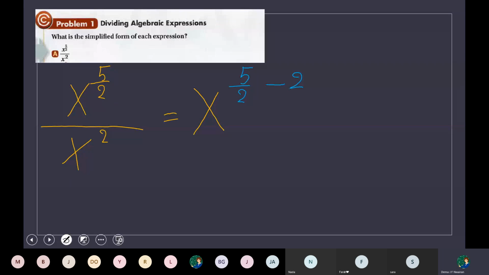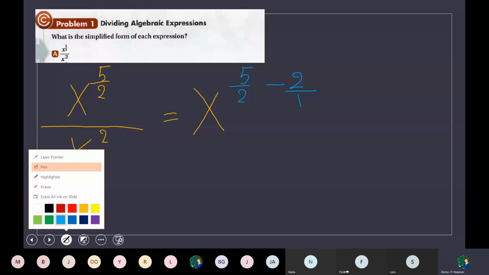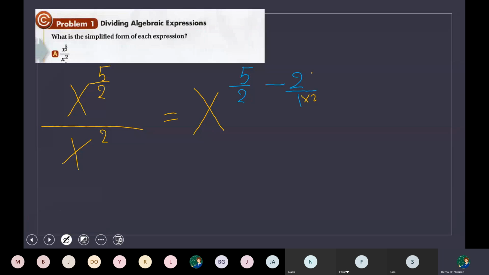Then, can I simply subtract them? First, I have to find the common denominator. 2 times 2 over 1 is 4 over 2. So it's going to be 5 over 2 minus 4 over 2. Why? Because by that I can subtract them. I cannot subtract them if they don't have the same denominator. So by now, I will have x, then 5 minus 4 is 1. So the answer is x to the power one half.